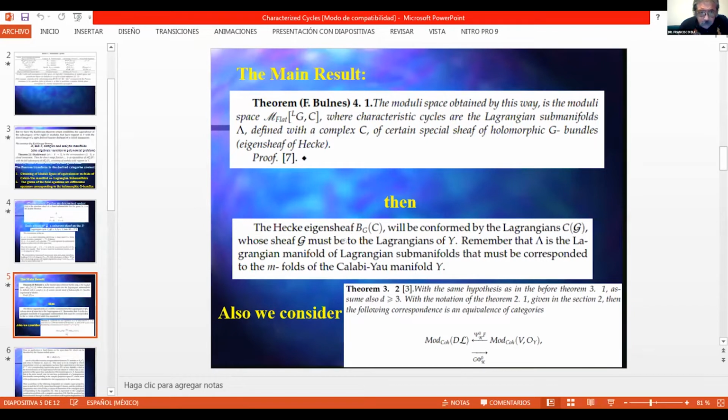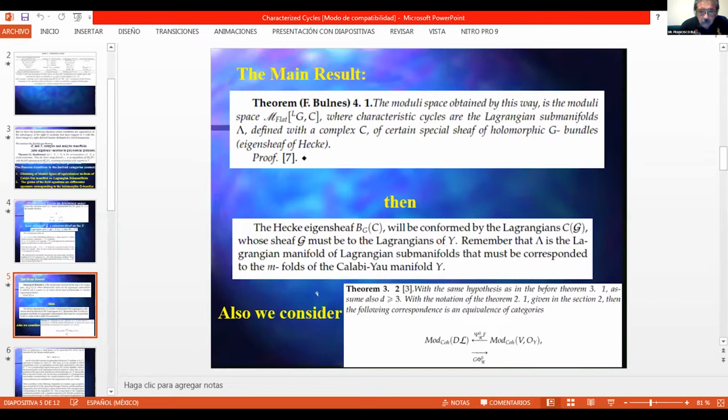Then the Hick eigenshift will be confirmed by the Lagrangian, this category, whose shift must be the Lagrangian submanifold. This is a Calabi-Yau manifold. Remember that lambda is a manifold of the Lagrangian submanifolds that must correspond to the manifolds of the Calabi-Yau manifold.